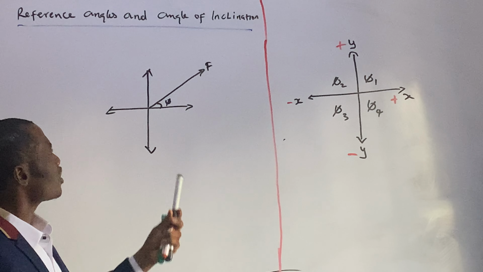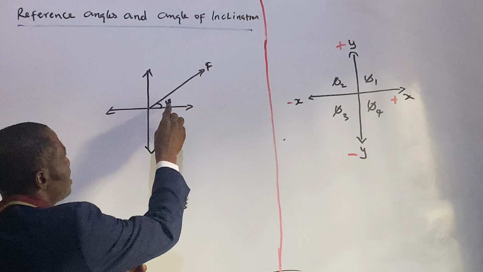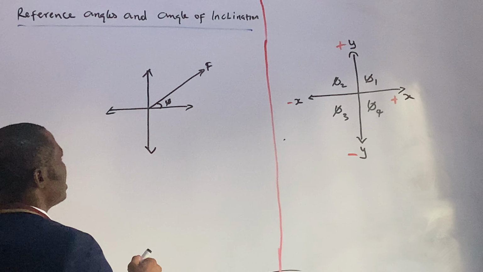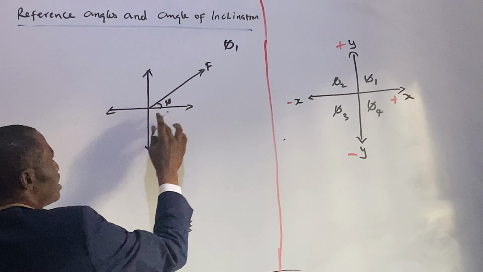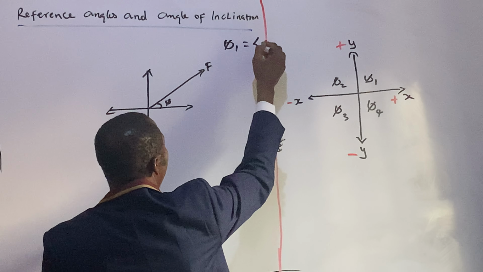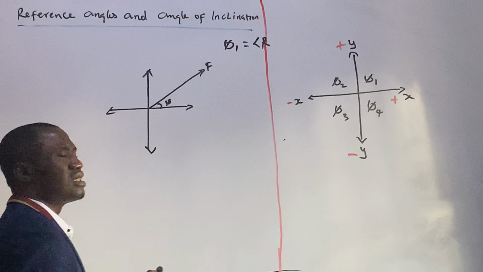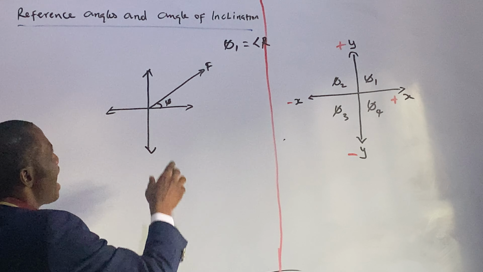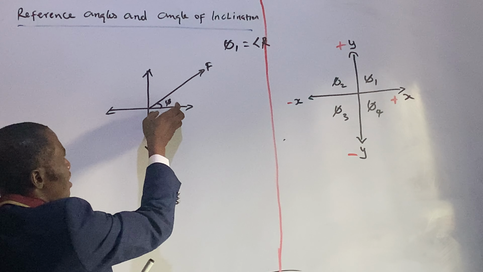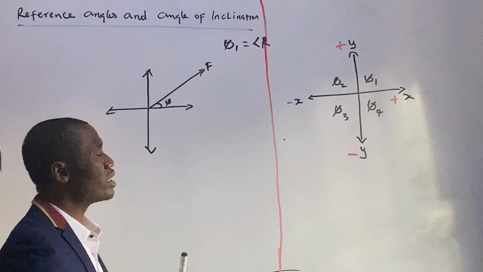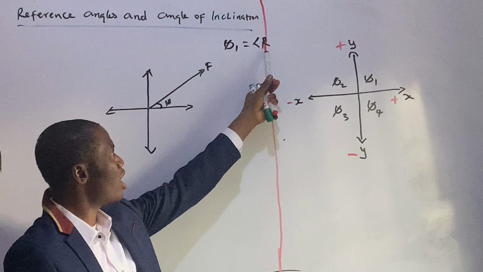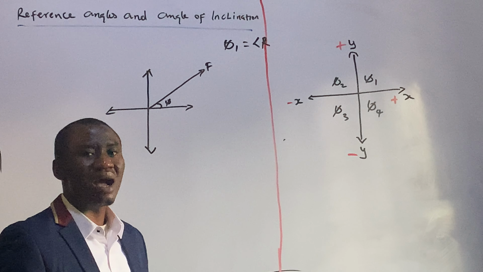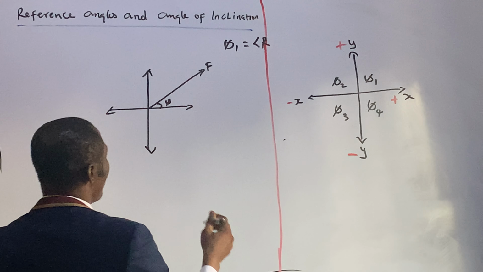Now, under here, if we have this angle of inclination, for instance, theta 1, the angle of inclination is the same thing as the reference angle. Because any angle that is found here in the first quadrant, the way to get it is that it's the same thing as the angle of reference. Angle of reference is the same thing as the angle of inclination. Let me give you an example.